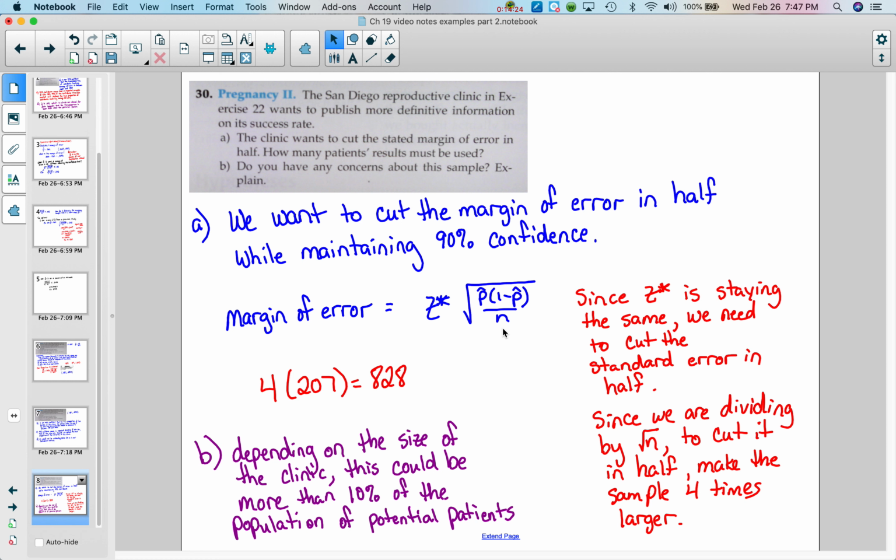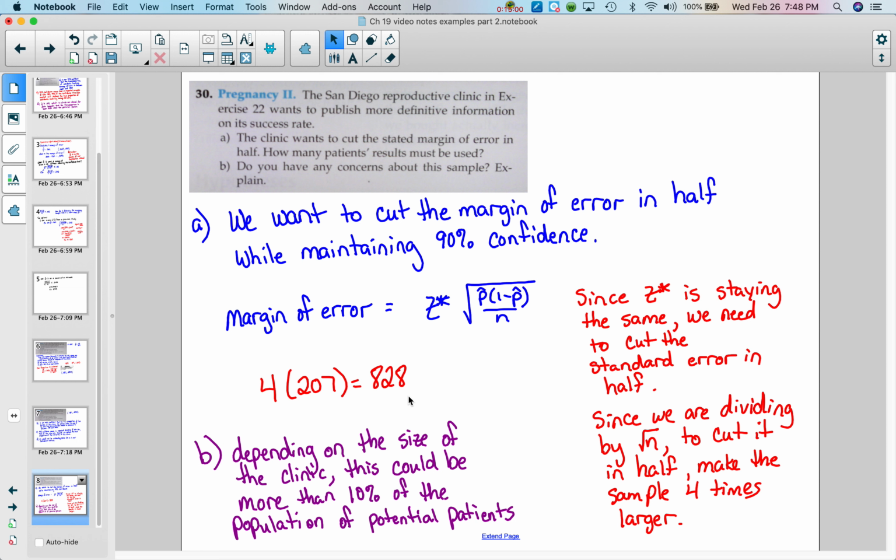We have a square root of n, because it's under the square root, so it's also the square root of n in the denominator. If we want to cut this amount in half, then we have to make n 4 times larger, because the square root of 4 is 2. So if we make our sample size 4 times bigger, we can cut our standard error in half, which means we'll cut our margin of error in half since we're keeping our confidence level the same. So 4 times 207 is 828. That would be the necessary sample size if we wanted to cut the margin of error in half.